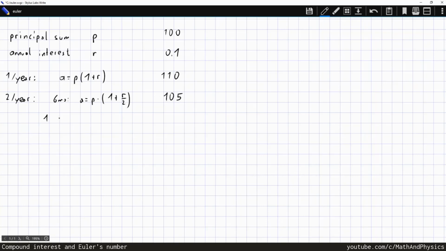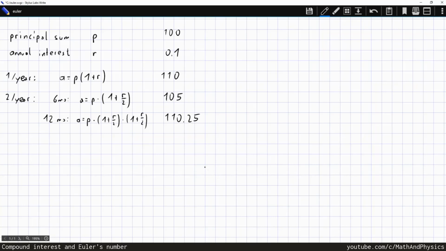Now, after 12 months, we get the amount of money that we have after 6 months, so that P times 1 plus R over 2, and then we collect an additional interest of R over 2, so we multiply by 1 plus R over 2. So after a whole year, we would end up with 110.25 euros, so 110 euros and 25 cents, which is more than we got when interest was paid out only once per year.